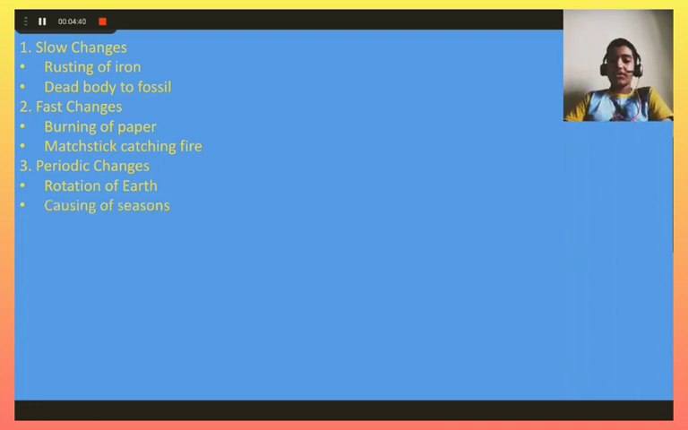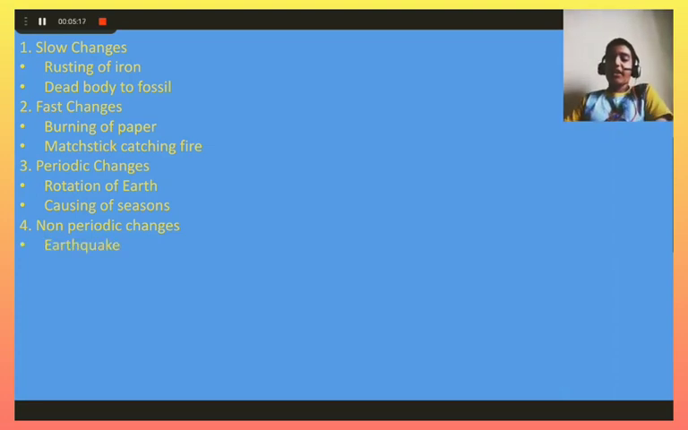Even the causing of seasons. Seasons are caused by the revolution of Earth around the sun. And always, seasons start at a fixed time. In May, this month, it may be summer season, and then next year, in this same month, it will be summer season. Or if now it is rainy season, then next year, at the same time, it will be rainy season. That's why it is a periodic change. And then the fourth one is the opposite of that, non-periodic changes.